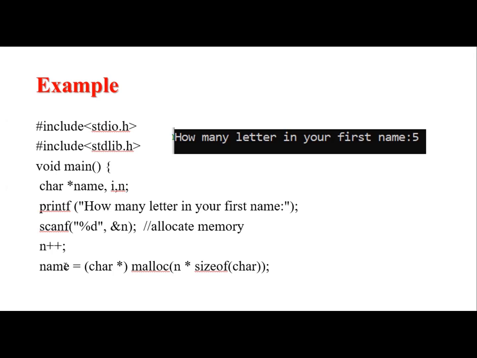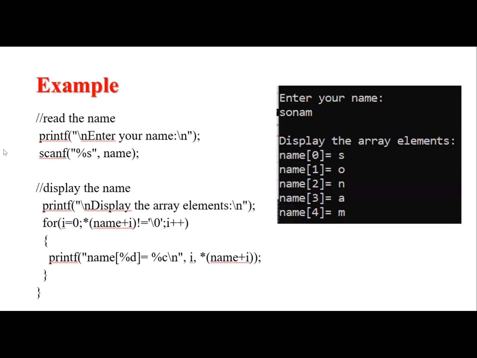Now name is equal to, I allocate the memory. So star, since it's a type character, right? Then malloc, memory allocation, n. Now n is 6. Here I have stored 5, incremented by 1, 6. So 6 into sizeof character. So I will have a total of 6 bytes: 1 for the null, 5 for the letters. Now let us read my array.